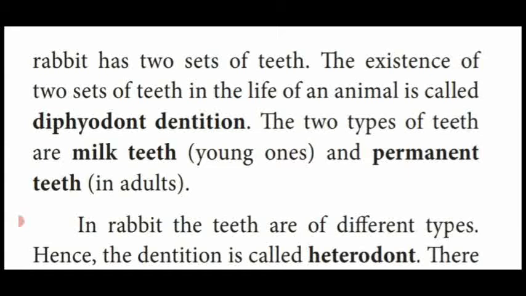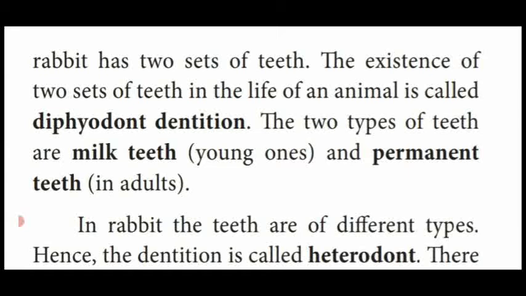And also it consists of two types of teeth. One is the milk teeth, which is present in the young rabbit. Another one is the permanent teeth, which is present in the adult. So these are the two types of teeth. But diphyodont, what is that? The presence of these two types of teeth, milk teeth and permanent teeth, in the life of an animal is called diphyodont.